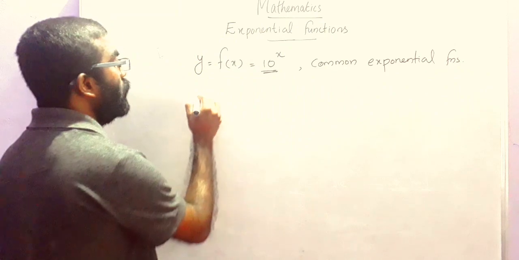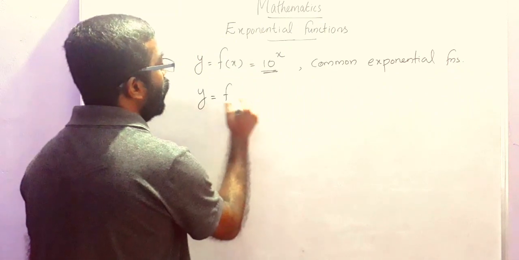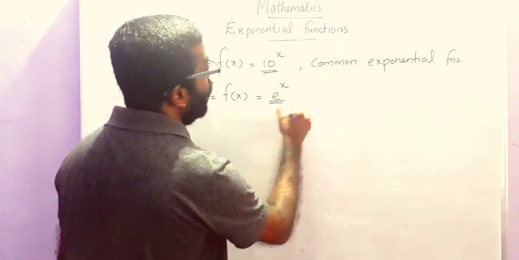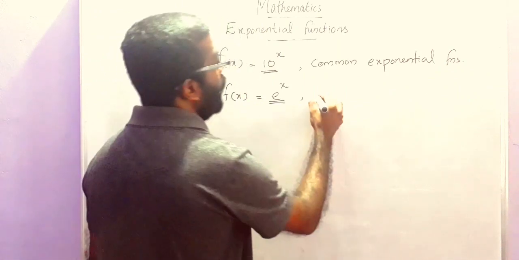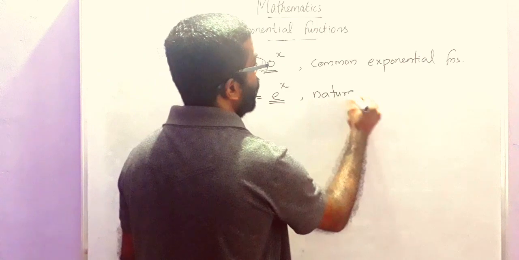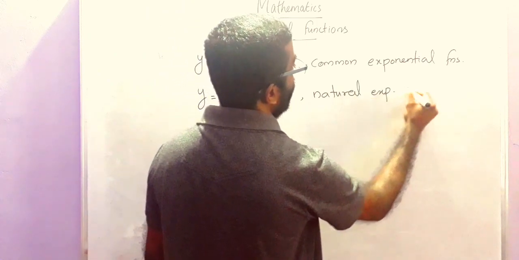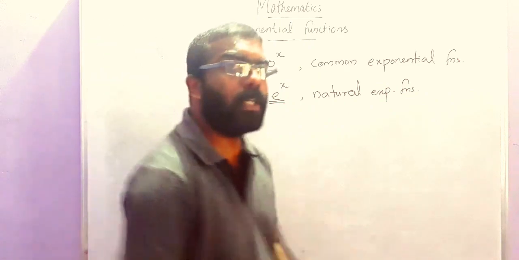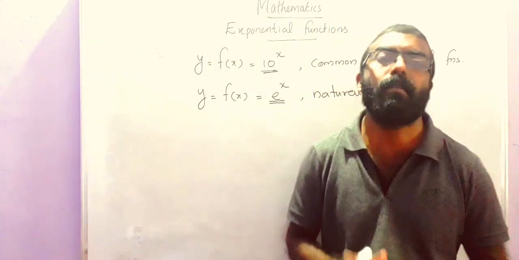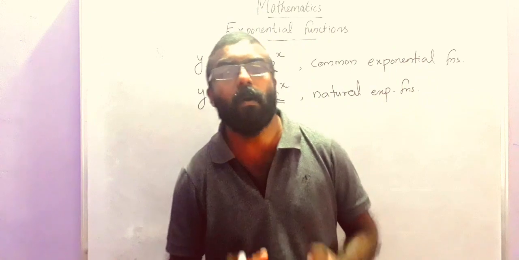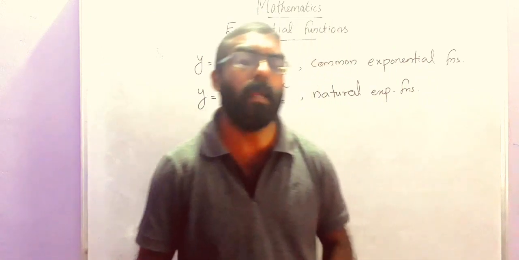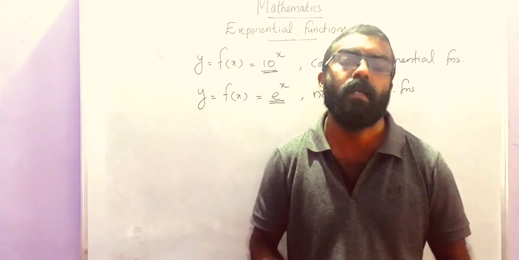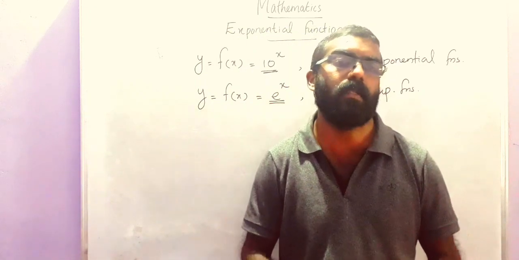Then the second one is y is equal to f of x is equal to e raised to x. Here the base is e. It is called a natural exponential function. So an exponential function with base 10 is called a common exponential function, and an exponential function with base e is called a natural exponential function.